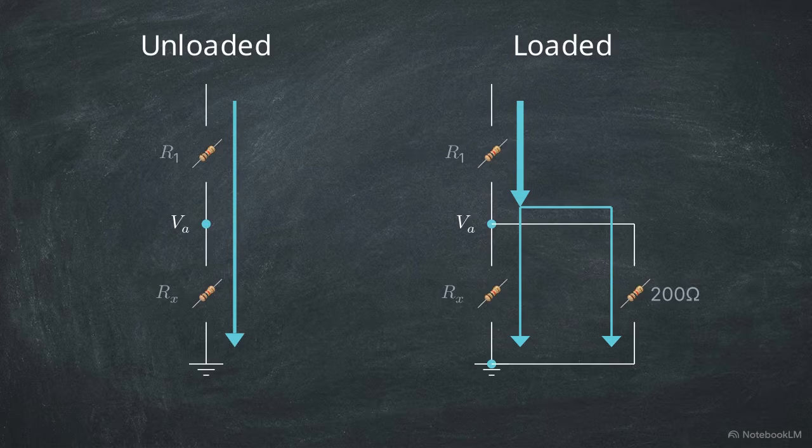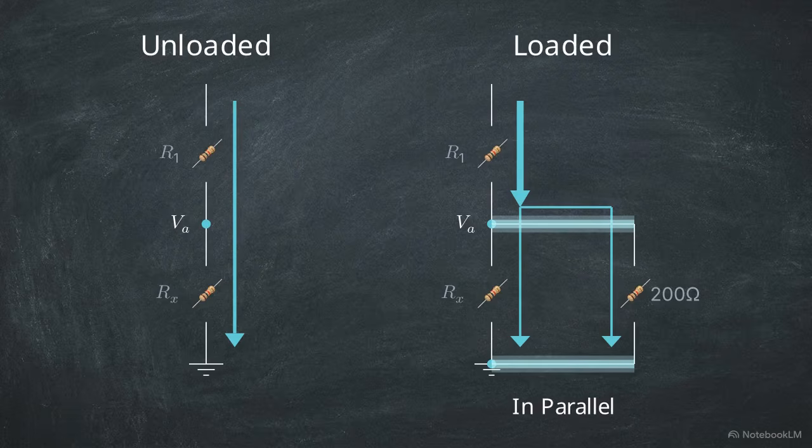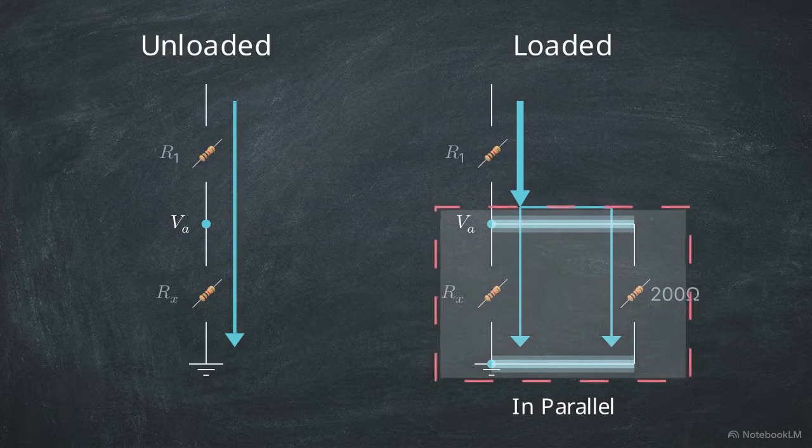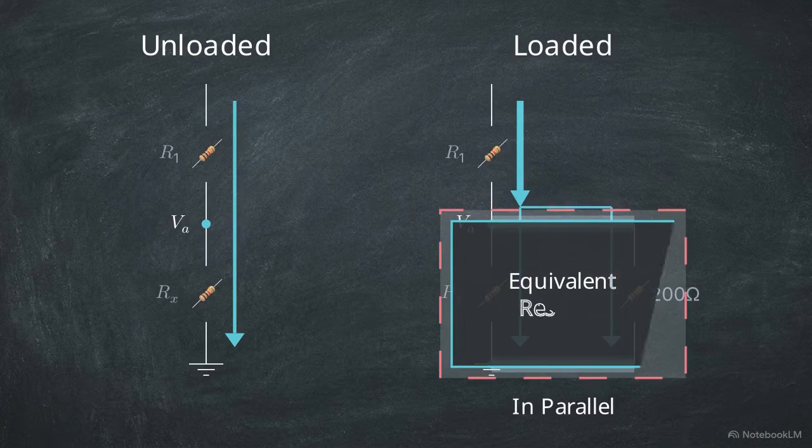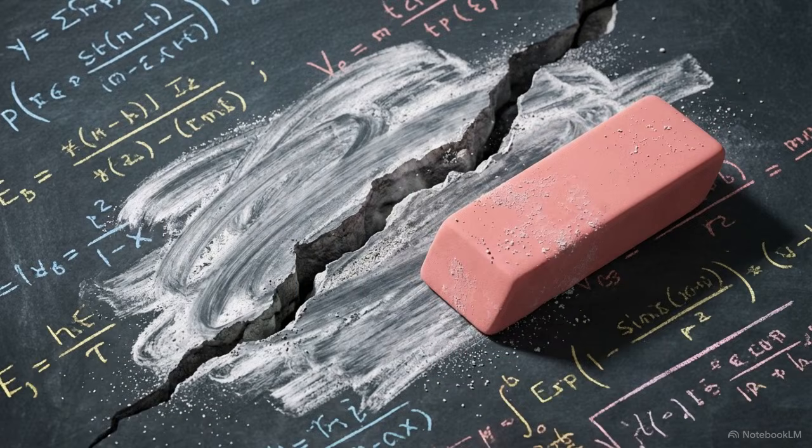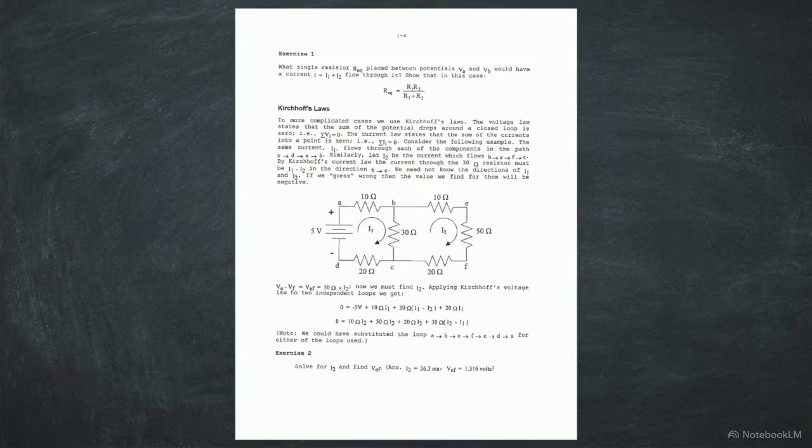Rx and the load now exist in a parallel relationship. They share the exact same voltage drop to ground, but they are actively dividing the current between them. To fix our math, we can no longer analyze Rx in isolation. We must evaluate the entire parallel structure as a single combined entity. Failing to recognize when a series topology transforms into a parallel one is the exact cause of all those exam errors. This equation provides the mathematical fix.